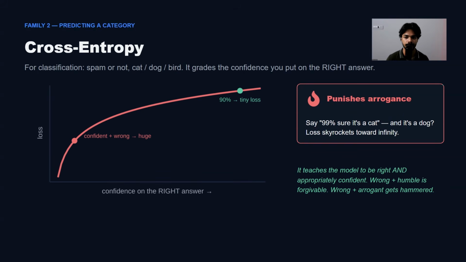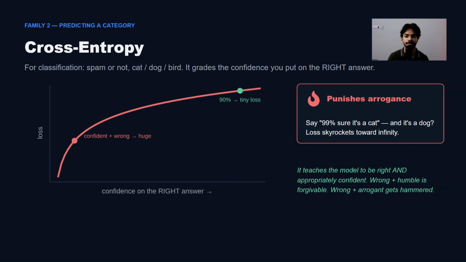The second family is for when you're predicting a category. Is this email spam or not? Is this image a cat, a dog, or a bird? These are classification problems, and the loss here is called cross entropy. In simple terms, cross entropy works on confidence. Your model doesn't just say cat, it says, I'm 90% sure it's a cat. Cross entropy looks at how much confidence the model put on the correct answer. If it said 90% on the right answer, small loss, which is good. If it said 20% on the right answer, it's a big loss.